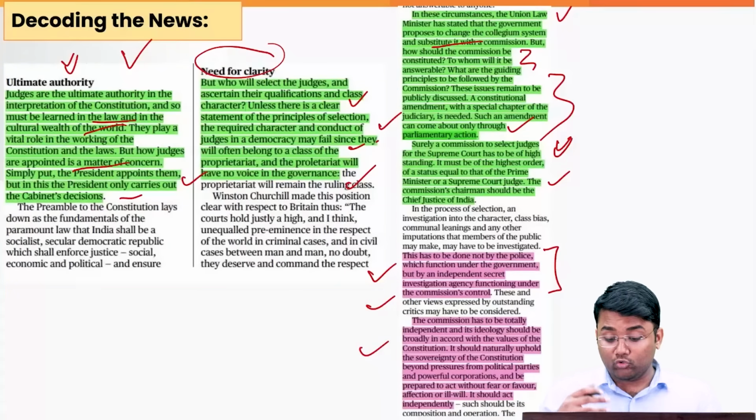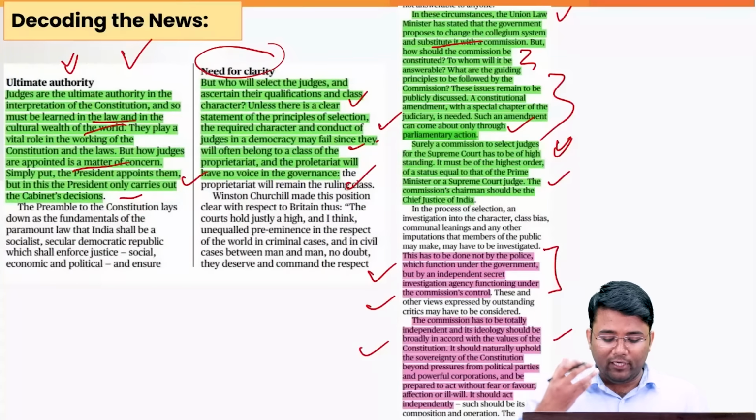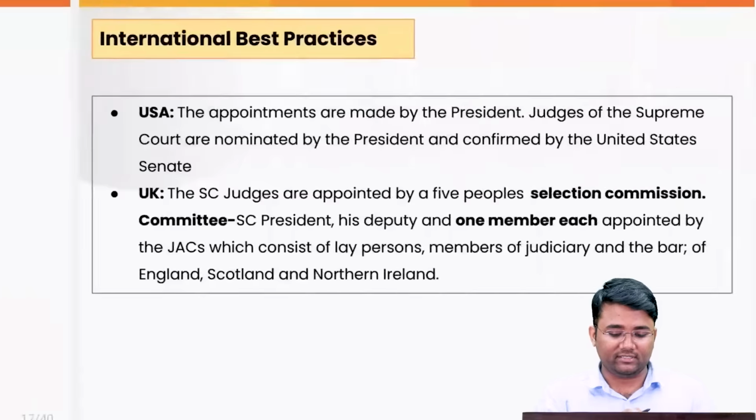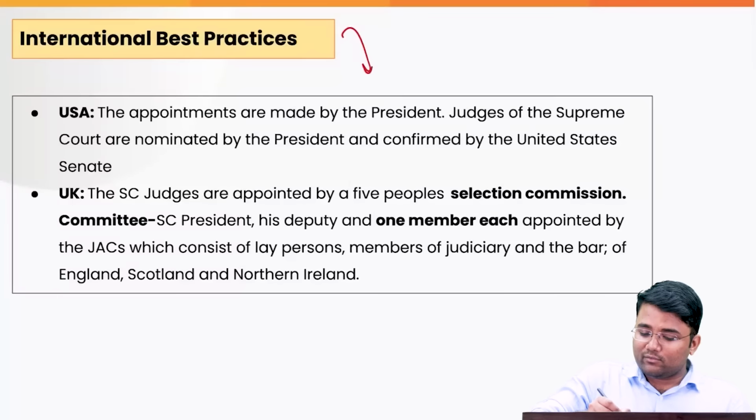And this commission needs to be totally independent. Its ideology should broadly accord with the values of the constitution. It should naturally uphold the sovereignty of the constitution beyond pressure from political parties and powerful corporations, and be prepared to act without fear or favor, affection or ill will. It should act independently, and such should be its composition as well as its operations. So what else? What is the way forward?